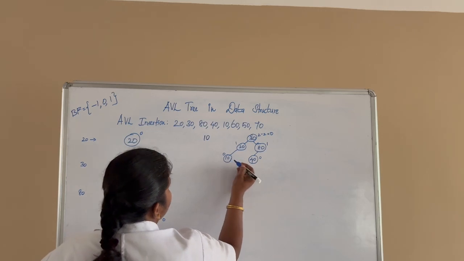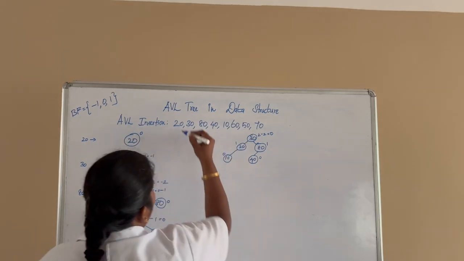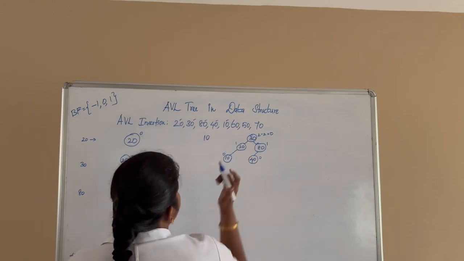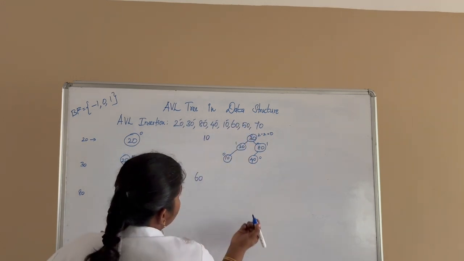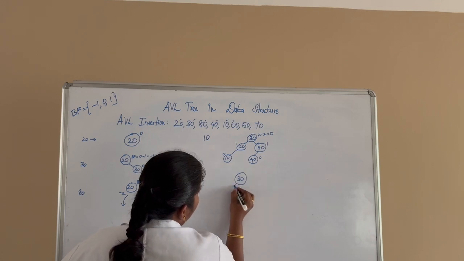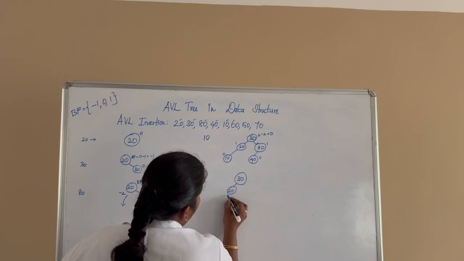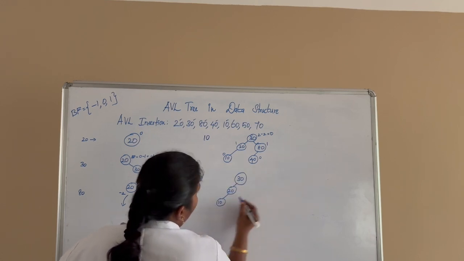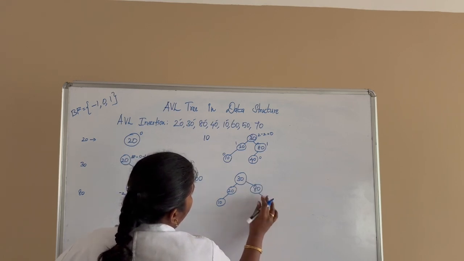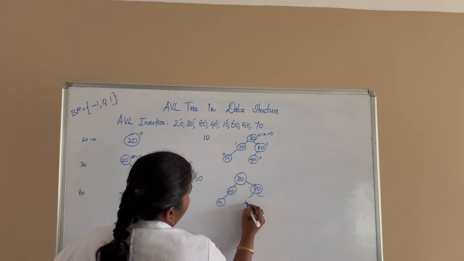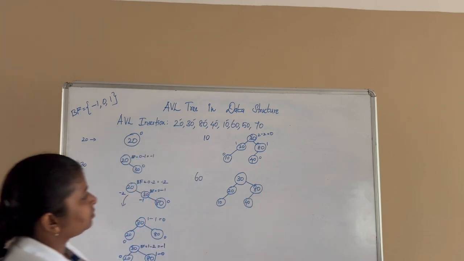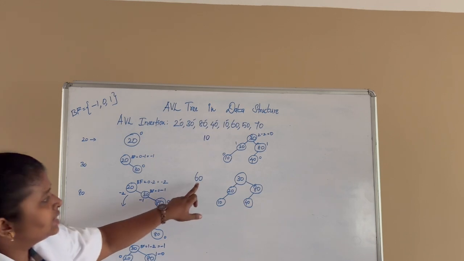Now we want to insert the value 60. We have inserted 20, 30, 80, 40, 10. Now we are going to insert the value 60. Already the tree is having the nodes like 30, 20, 10, 80 and 40. Now we want to insert the value 60.